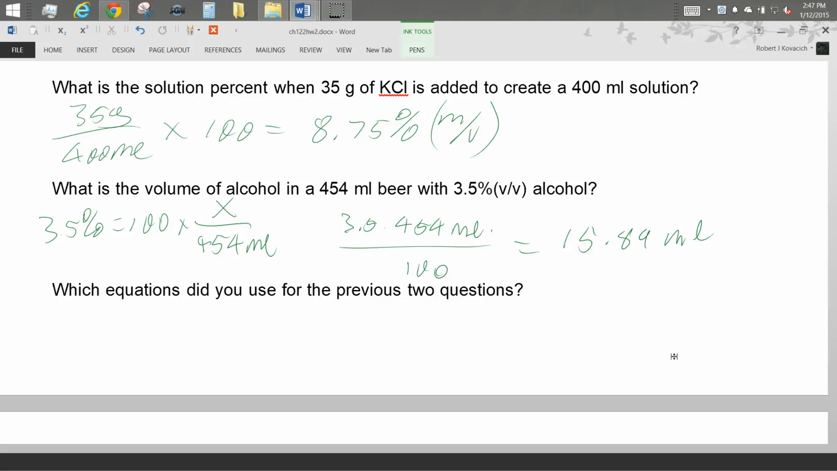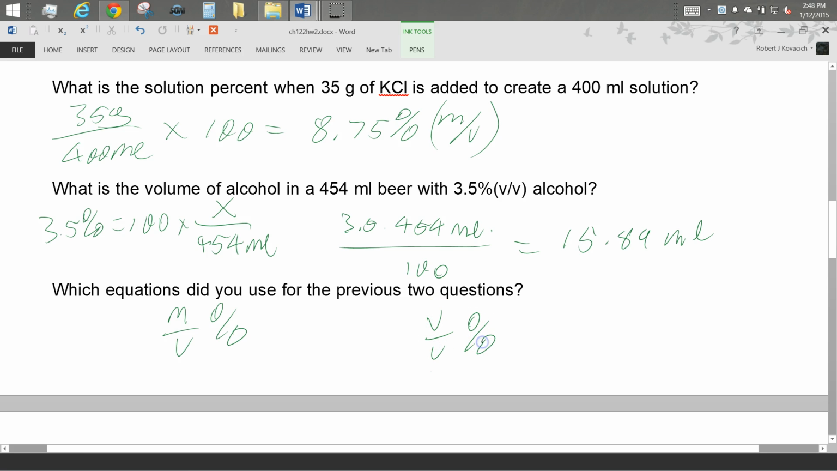So if you go to the grocery store and you buy hydrogen peroxide, it should say volume next to it, or per volume, by volume, something letting you know it was a volume thing. They may or may not actually do that, but they're supposed to be labeling it in that manner. Which equations did you use for the previous two? We used mass to volume percent, and we used volume to volume percent.